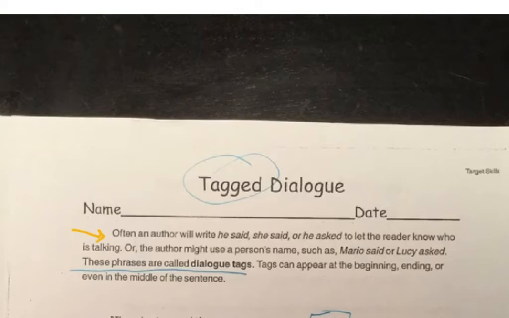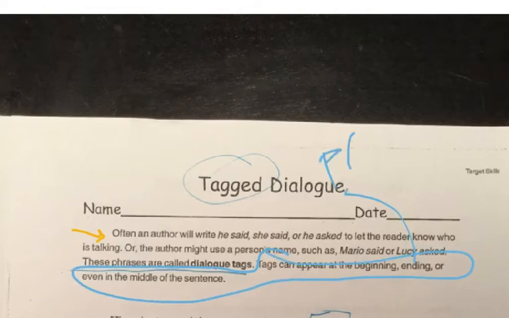Or an author also might use a person's name, such as Mario said, or Lucy asked. These phrases are called dialogue tags. Tags can appear at the beginning, ending, or even the middle of a sentence. And this is kind of the bulk of what we'll be talking about.